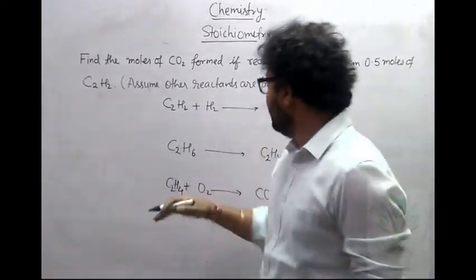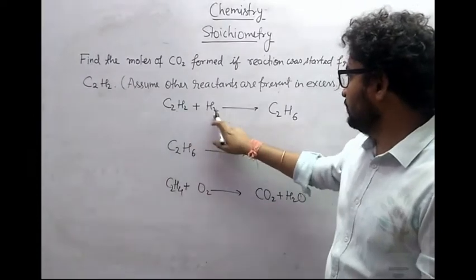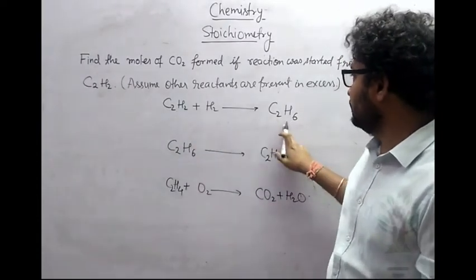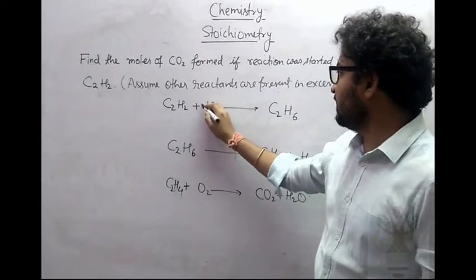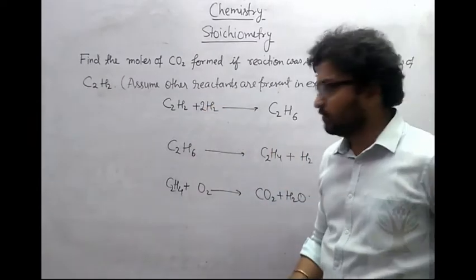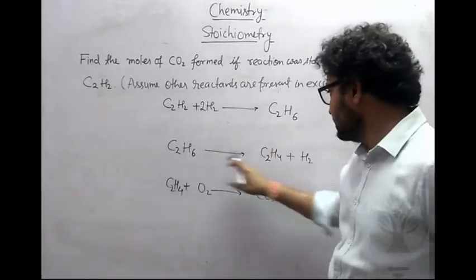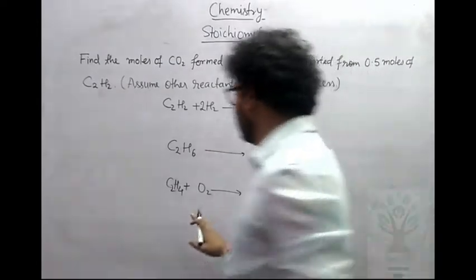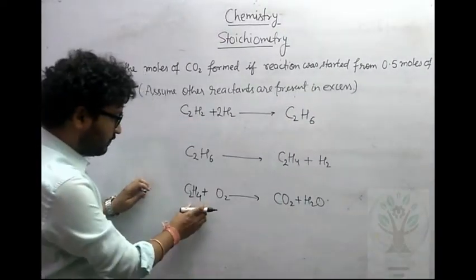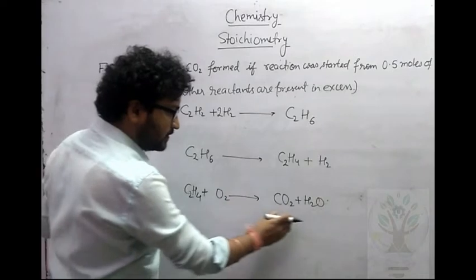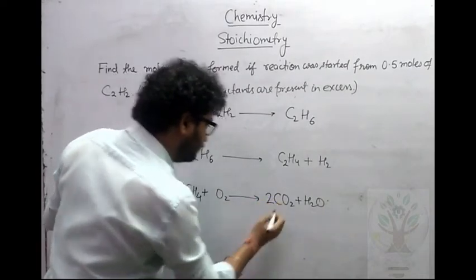Now, how will we balance this? Let's see. Here 2H2, and 6 hydrogen, 2 carbon, 2 carbon. That means if I make it 2H2, the first reaction will be balanced. Now let's see this: C2H6, C2H2. This looks balanced. Now here C2H4 plus O2 gives us CO2. Carbon is not balanced, so 2 CO2.